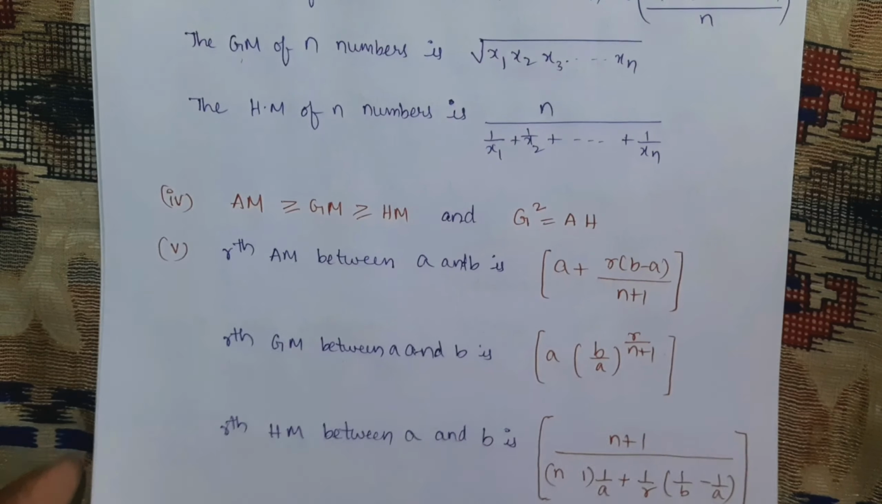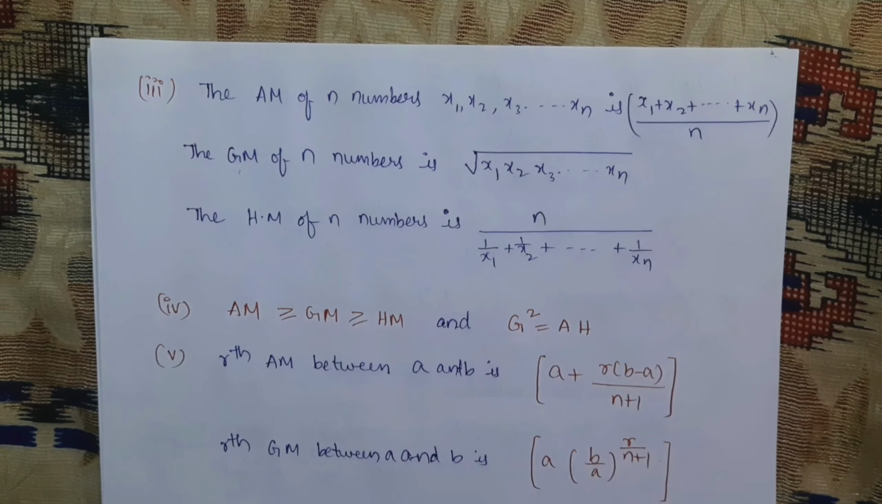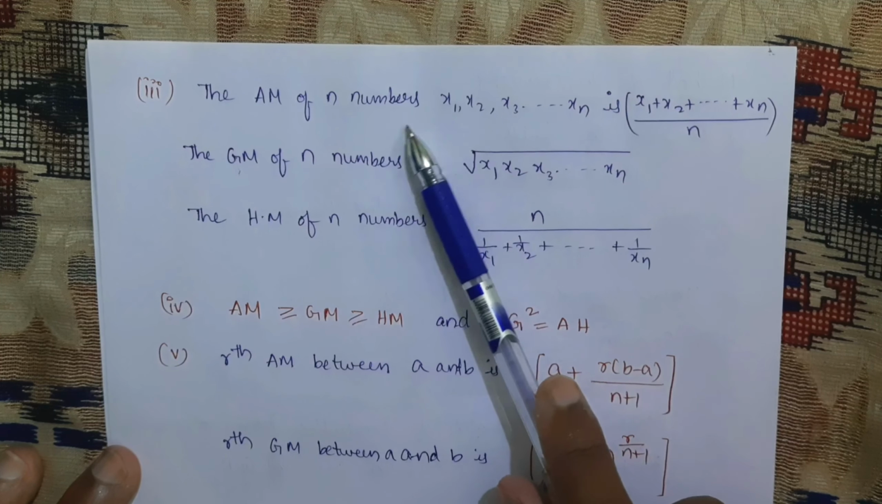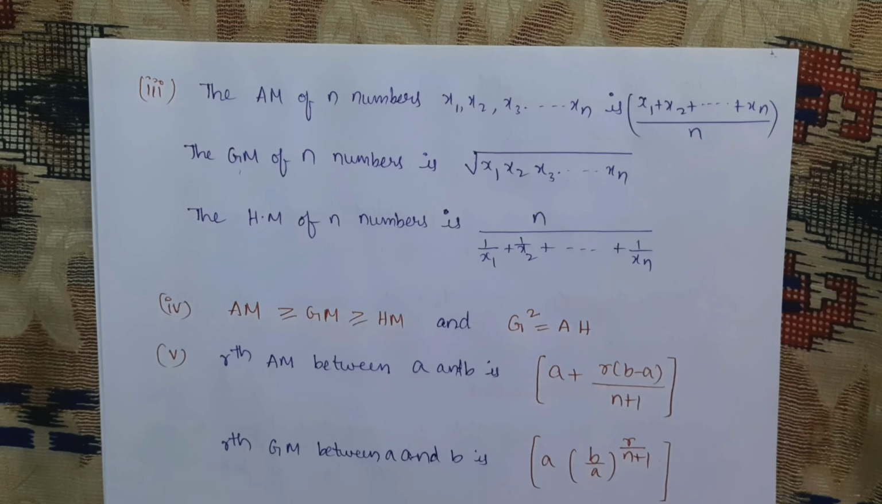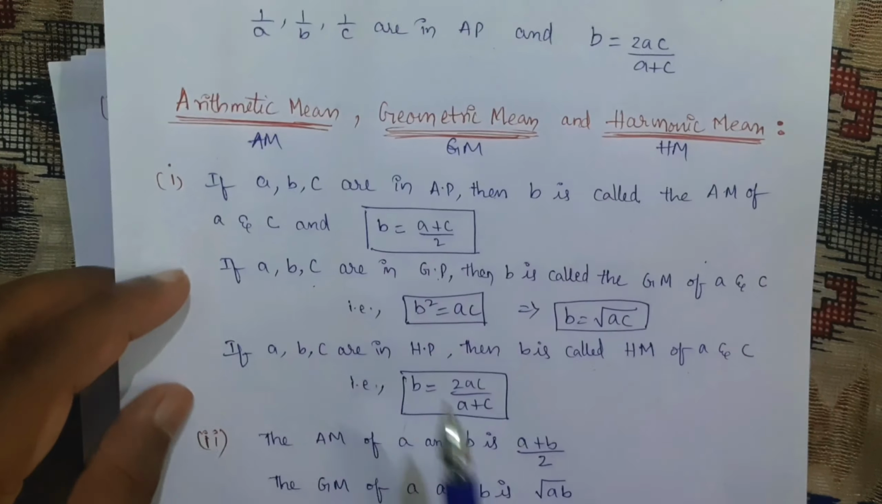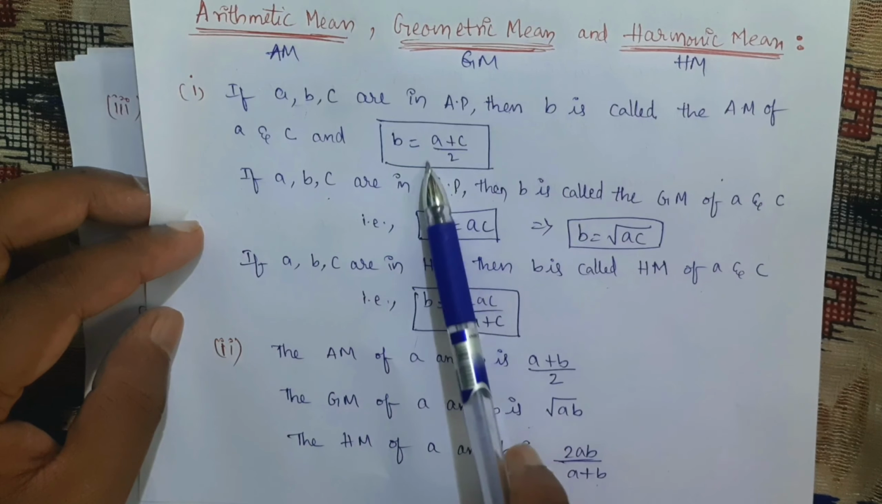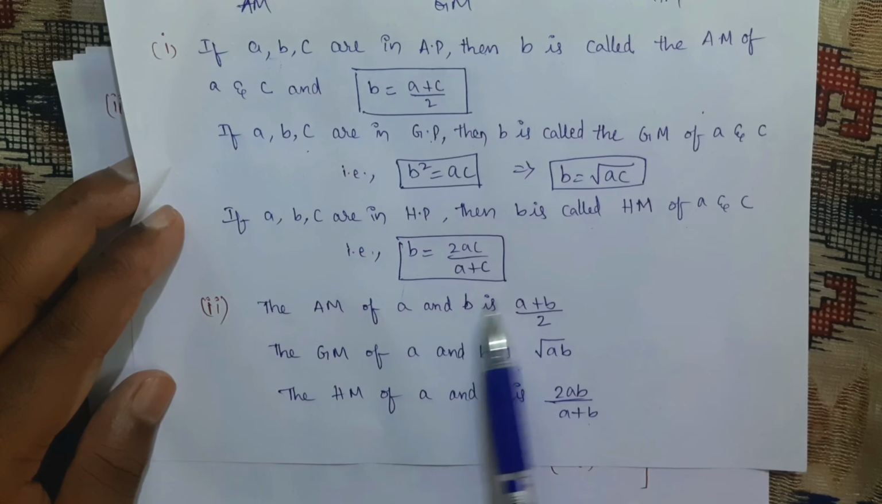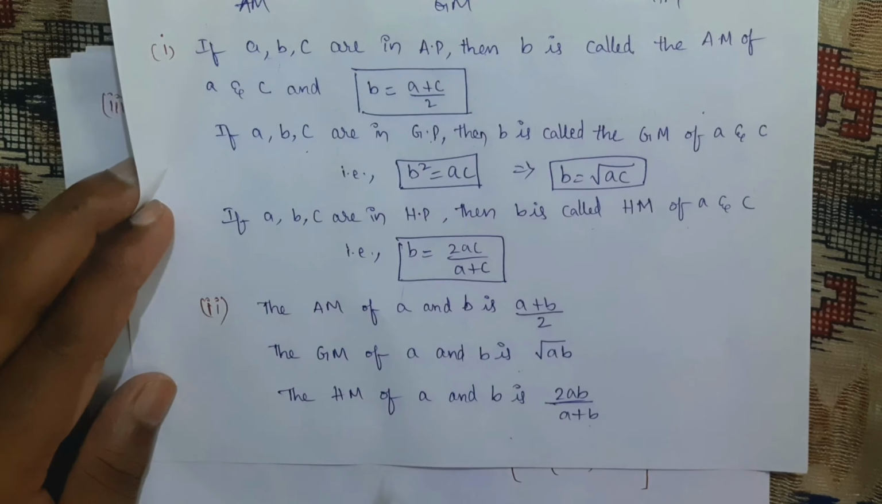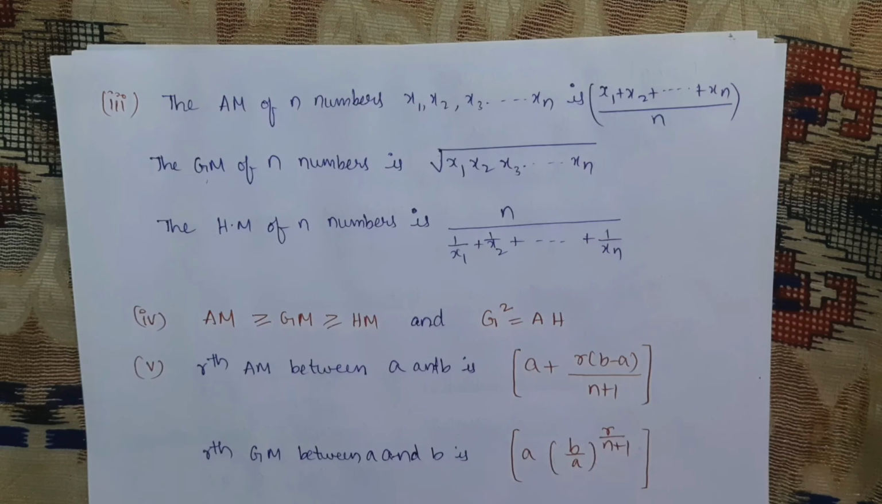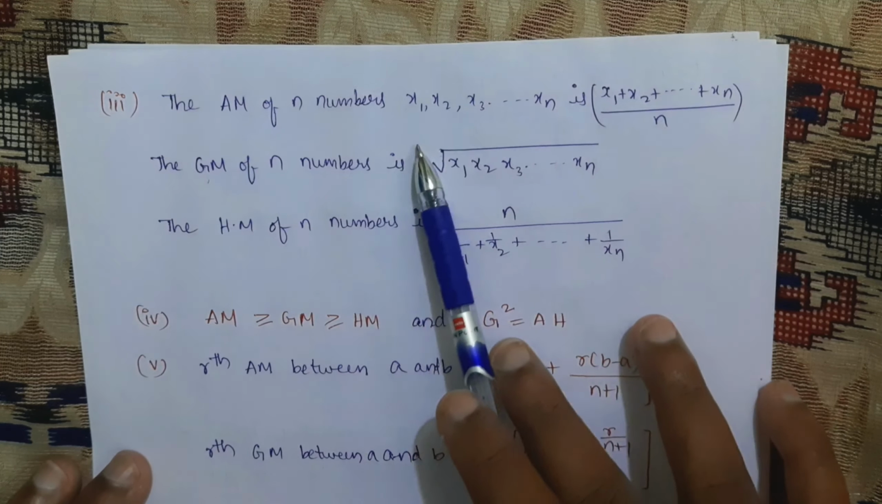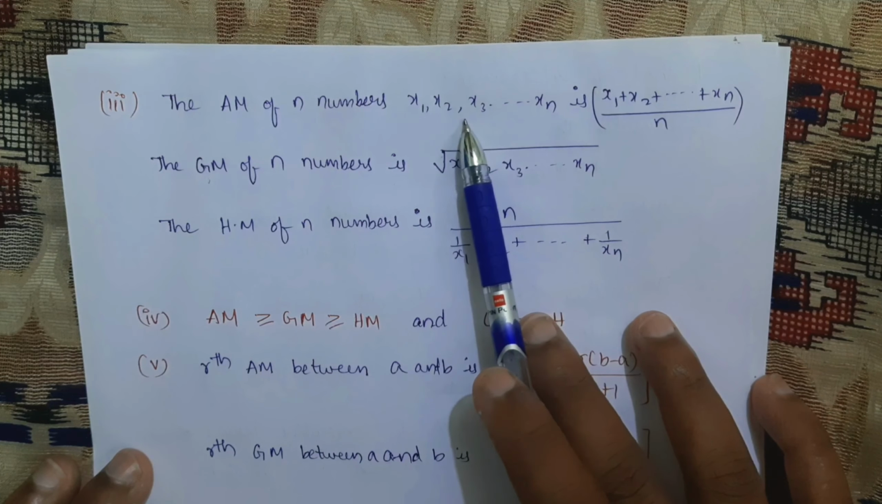Next slide. See here, in AM of n numbers, if you observe, the arithmetic mean for three numbers is this, and for the three numbers the middle number we write like this, and the arithmetic mean for two numbers A and B is (A plus B) by 2. Similarly, the arithmetic mean of n numbers X1, X2, X3, and so on, is the sum of all those numbers, X1 plus X2 plus so on plus Xn, divided by n.